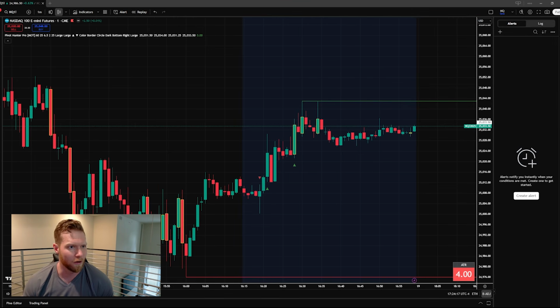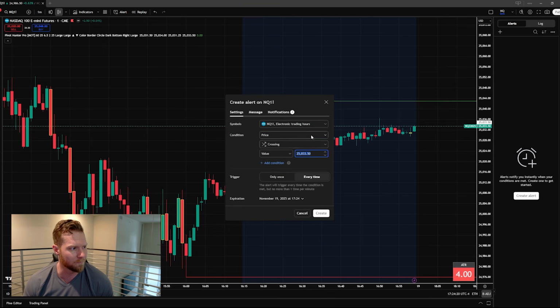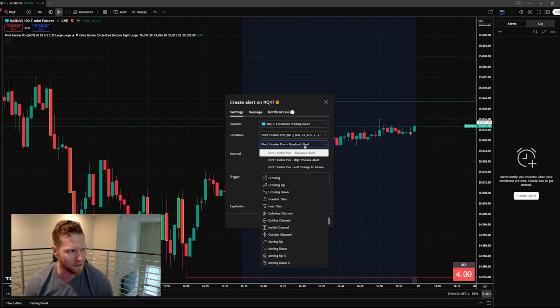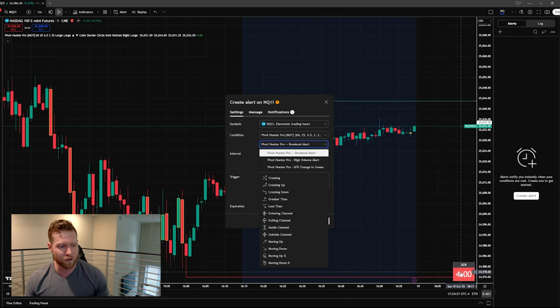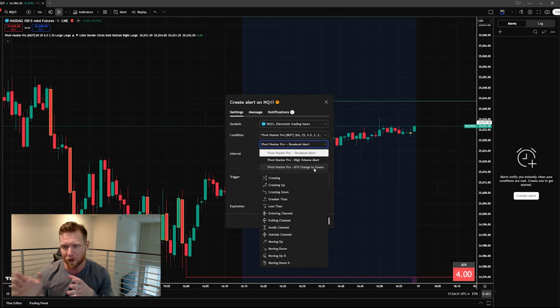All right, we'll go over it again. Alert here. Create an alert. Price, you're going to change to Pivot Hunter. And you have a few different alert options. Breakout, so whenever a signal shows. High volume, if it shoots to yellow. Or from changes to green. So if it drops from high volume to average, or it goes from red to average to green.